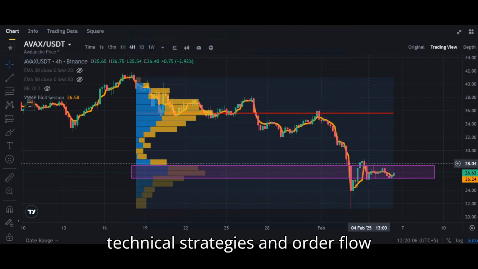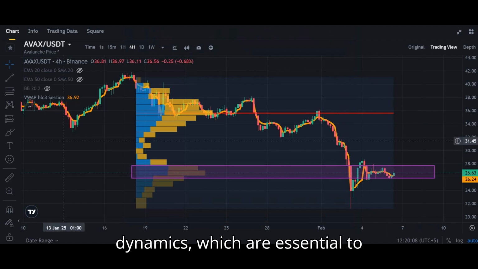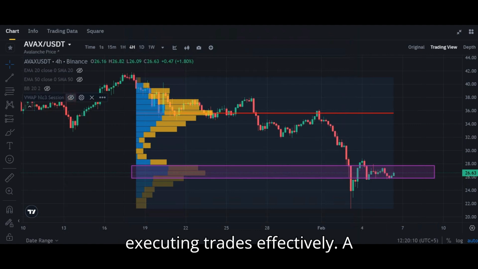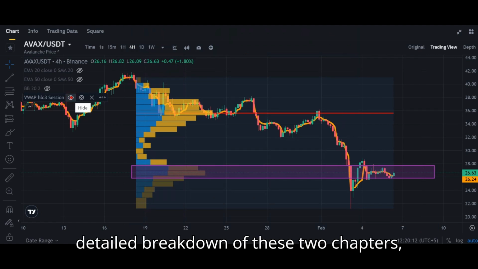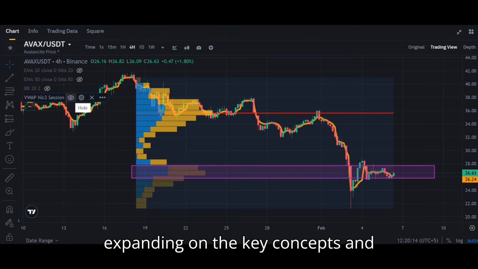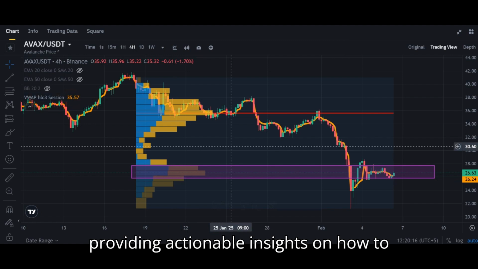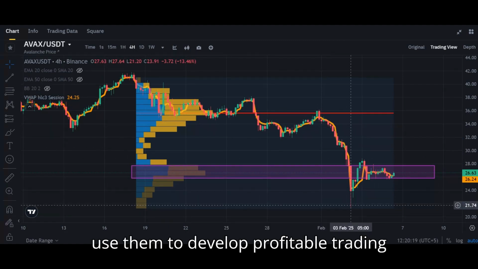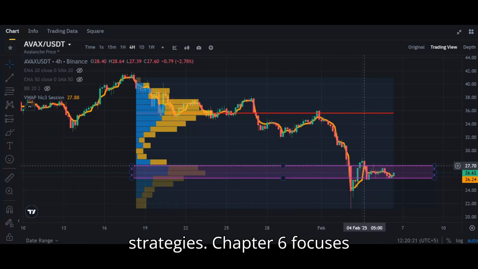The Market Maker's Edge by Josh Lukeman provides insights into the mindset and strategies used by professional market makers. Today we dive deep into technical strategies and order flow dynamics, which are essential to executing trades effectively. A detailed breakdown of these two chapters, expanding on the key concepts and providing actionable insights on how to use them to develop profitable trading strategies.